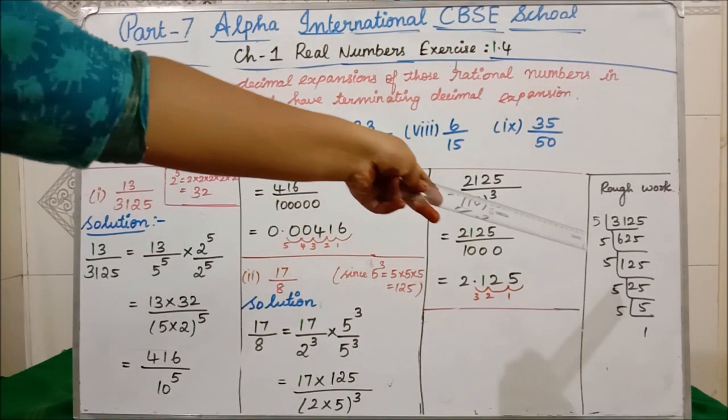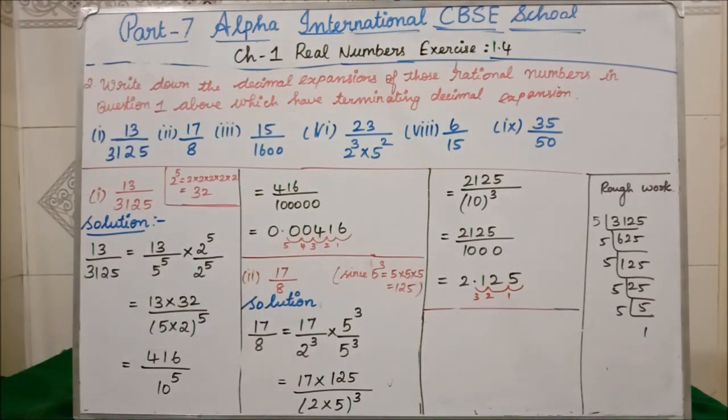5 to the 1, 2, 3, 4, 5. Totally how many 5s are we getting? 5 power 5 we are getting. So what we are doing is we are writing the question: 13 divided by 3125 equals 13 divided by, when you are factorizing, what have you got here? We have got only 5 power 5. Isn't it?